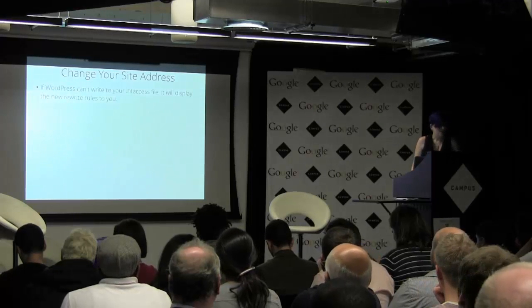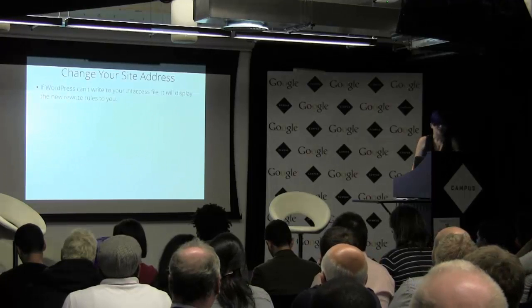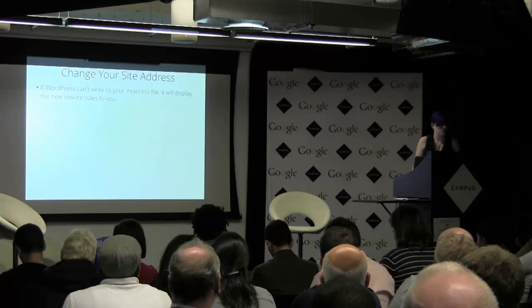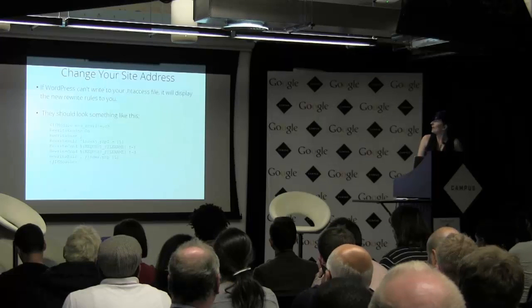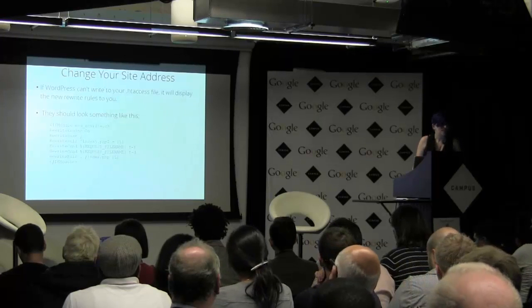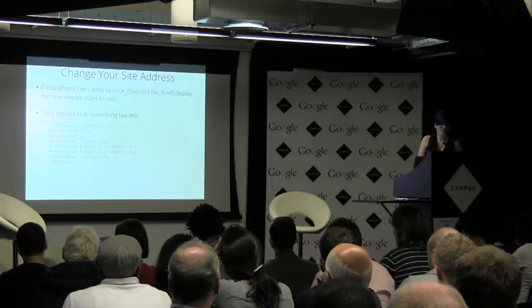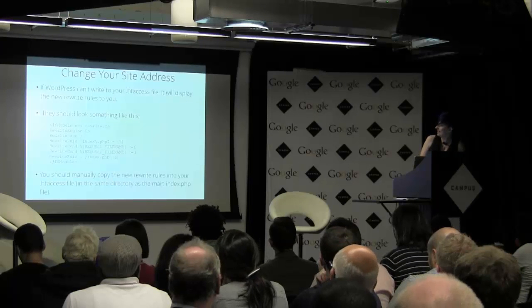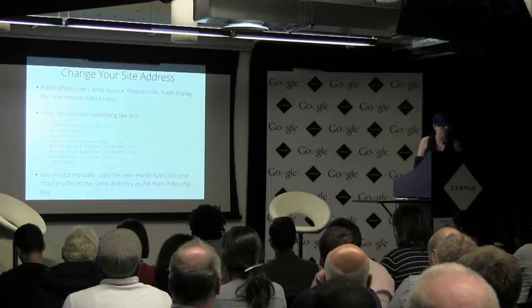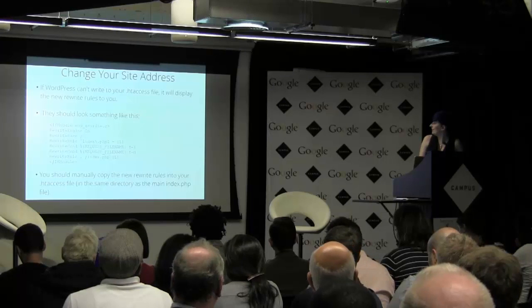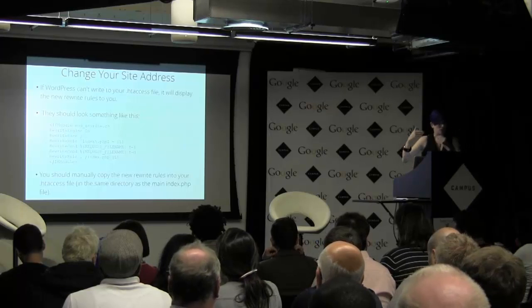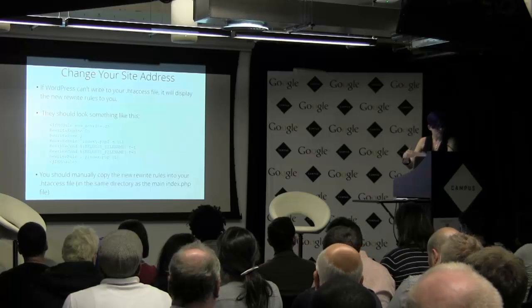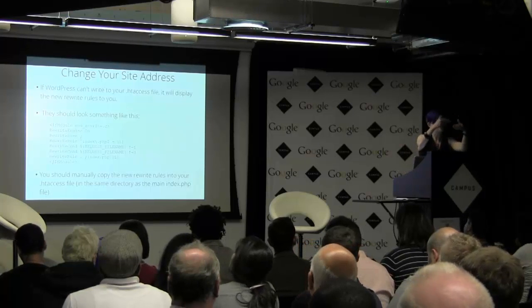If WordPress can't write to your htaccess file, don't panic. It's just that sometimes on different servers it might not have all the permissions it needs. It will display the rules to you, and they'll look something like this. So you just copy those and manually paste them into your htaccess file, which will be in the root folder. So not in your WordPress folder, but the one above that.